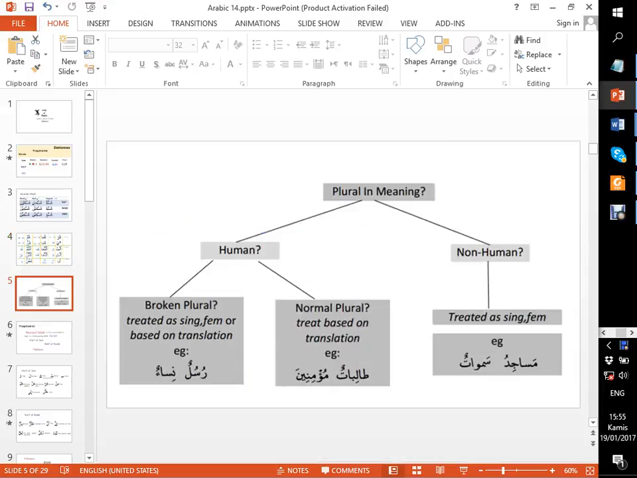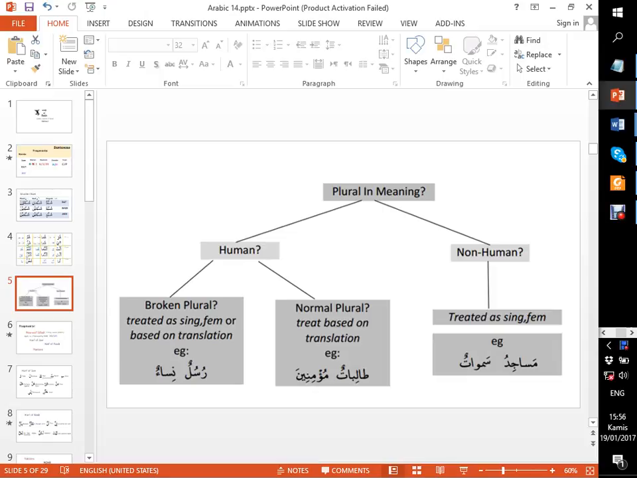And when you encounter a plural, in this case a number, you should differentiate whether it is human or non-human. If the plural is human, which means it has intellect, you should know whether it is broken or just normal, like muslimuna, muslimina. But if it is not following the pattern, we call it a broken plural.